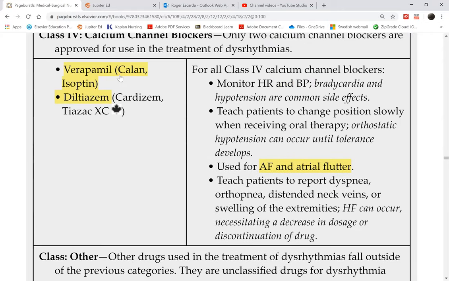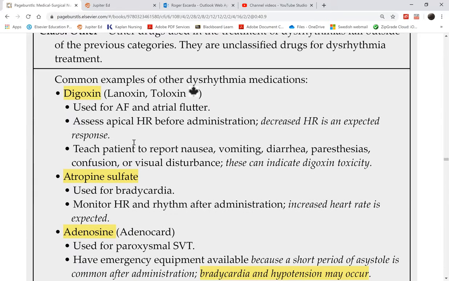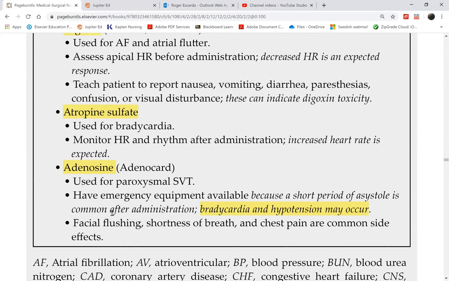Okay, so let's continue with the drugs. I think we stopped here, verapamil and diltiazem, and I think I got cut off. Digoxin. Okay, so the other drugs are digoxin, atropine, and adenosine. Adenosine is not only for paroxysmal, but for SVT. SVT can be paroxysmal, but adenosine is given. Adenosine isn't only given at the bedside. It can also be given in the ambulance. I'll show you later. There are drug alerts for this one. And that's it.